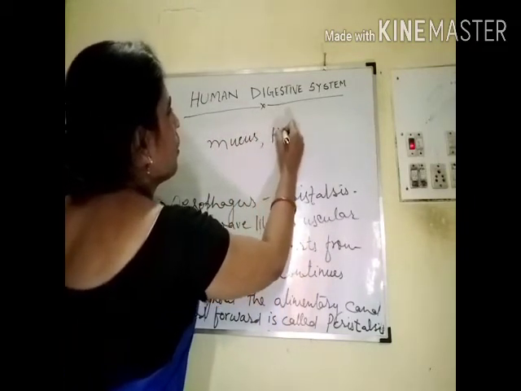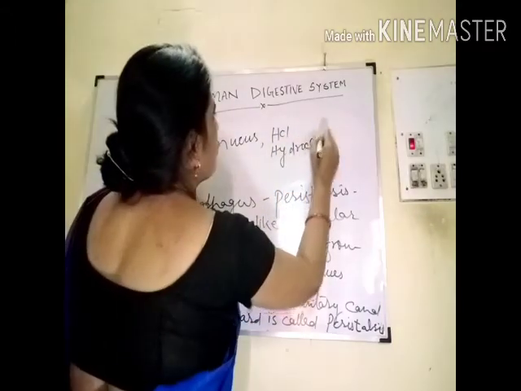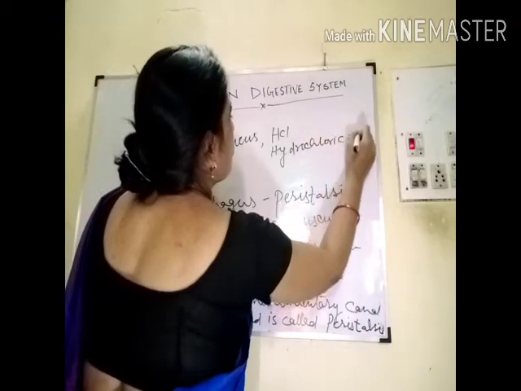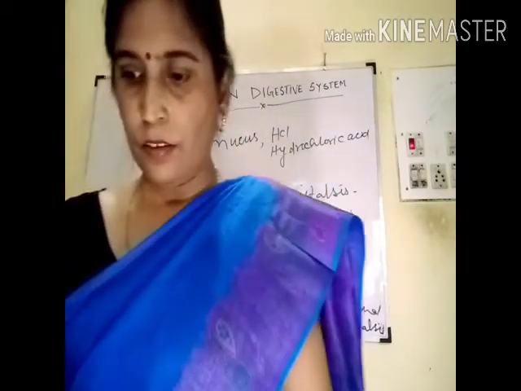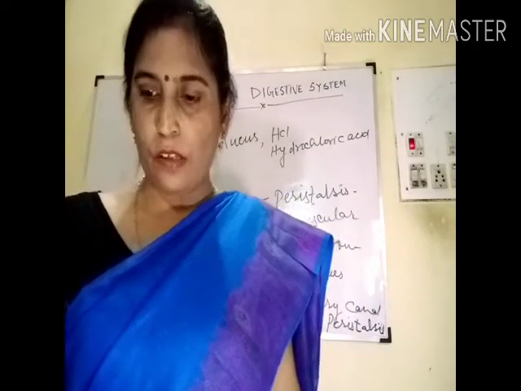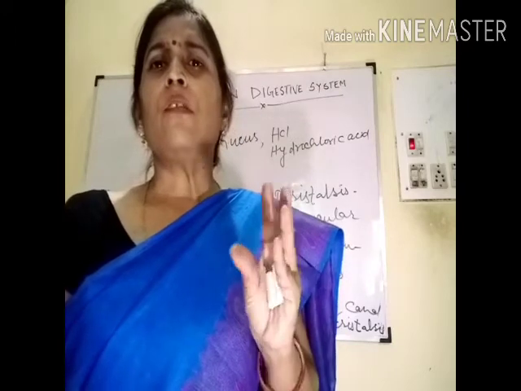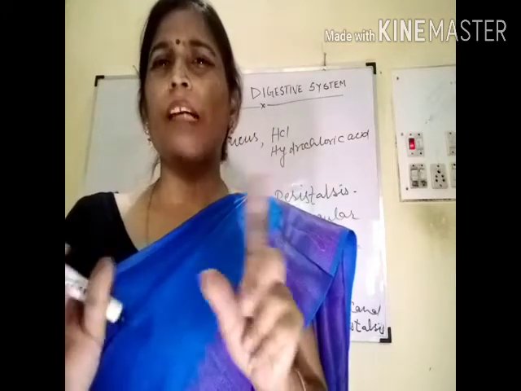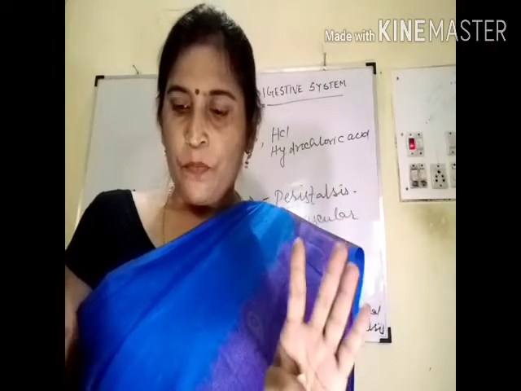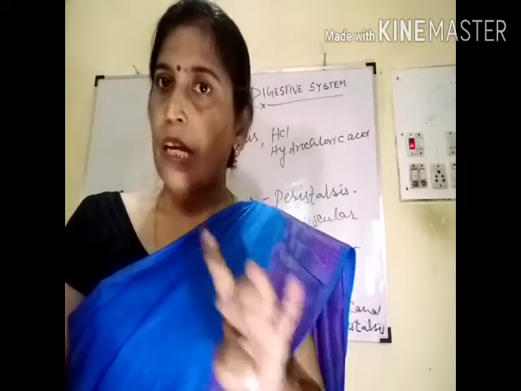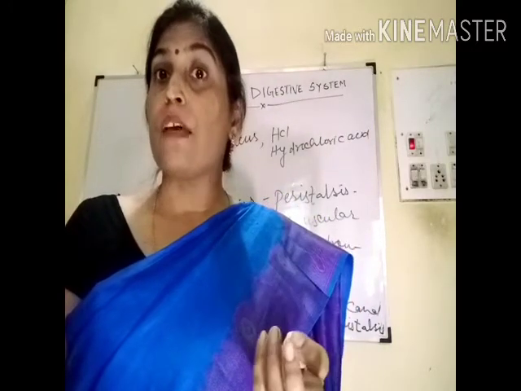Mucus, hydrochloric acid, and digestive juices. Now, what is this mucus? Mucus is a jelly-like substance that protects the inner wall of the stomach. This mucus protects the inner lining of the stomach from the action of acid.